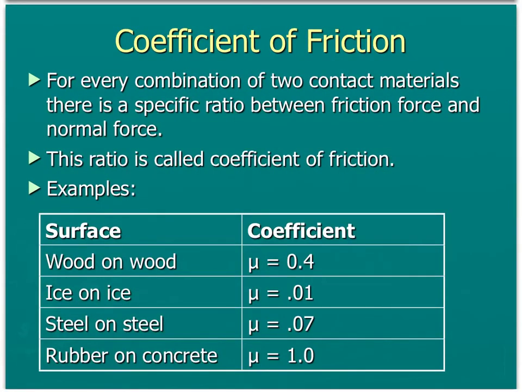When we do problems dealing with friction, we're going to have to now consider something called the coefficient of friction. For every combination of two contact materials, there's a specific ratio that exists between the frictional force and the normal force. We call that ratio the coefficient of friction.